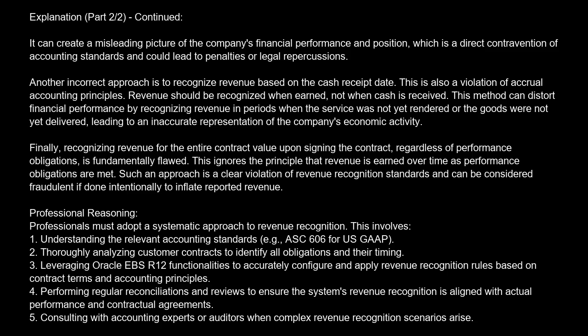Professionals must adopt a systematic approach to revenue recognition. This involves: 1. Understanding the relevant accounting standards, e.g., ASC 606 for U.S. GAAP. 2. Thoroughly analyzing customer contracts to identify all obligations and their timing. 3. Leveraging Oracle EBS R12 functionalities to accurately configure and apply revenue recognition rules based on contract terms and accounting principles. 4. Performing regular reconciliations and reviews to ensure the system's revenue recognition is aligned with actual performance and contractual agreements. 5. Consulting with accounting experts or auditors when complex revenue recognition scenarios arise.